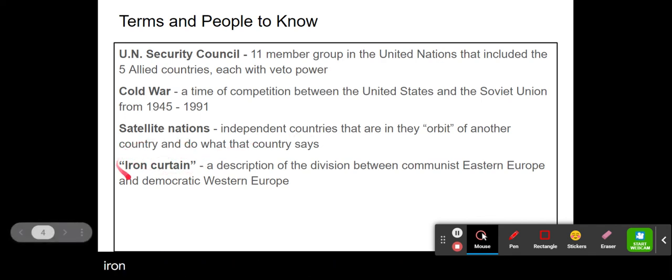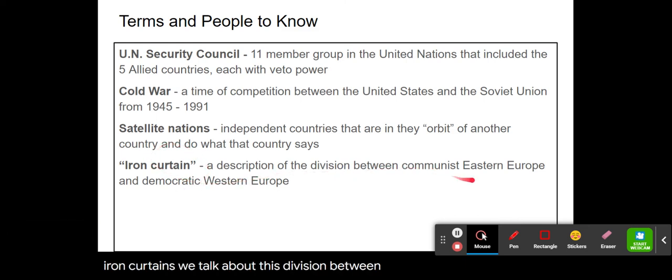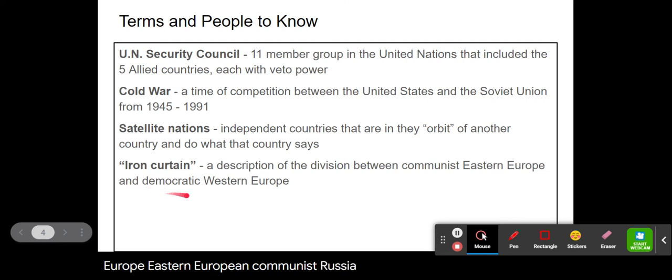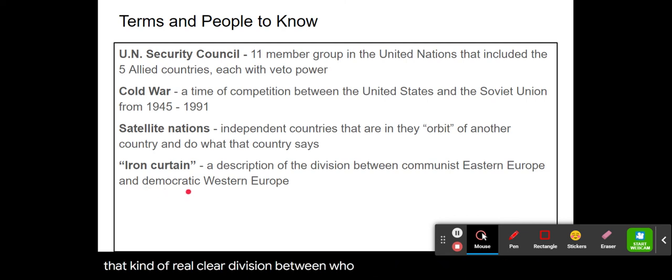And then the Iron Curtain. We talk about this division between Eastern Europe and Western Europe, Eastern Europe being communist, Western Europe being democratic. It creates a real clear division between who is on what side during the Cold War. Okay.